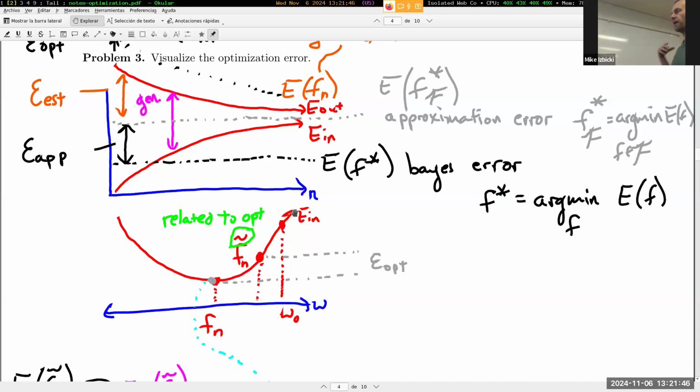And if we were to have infinite computation, then we could achieve this minimum, but we never have infinite computation. We have some finite amount of computation, and so we get close. We can get as close as we want, but we can never quite exactly get there. And that difference there is our optimization error.